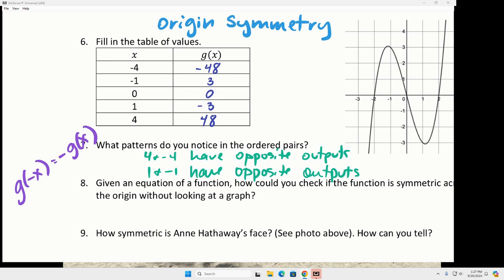Right, so if you wanted to check to see if a function had origin symmetry, this time you could plug in opposites and see if you get opposites.